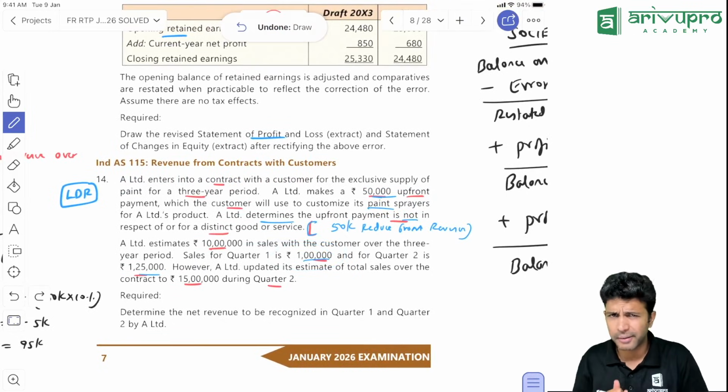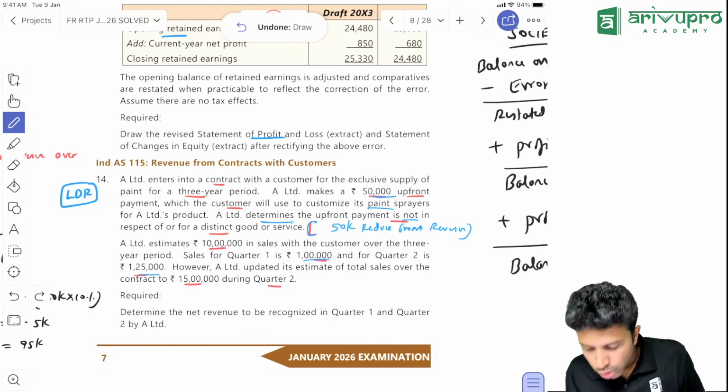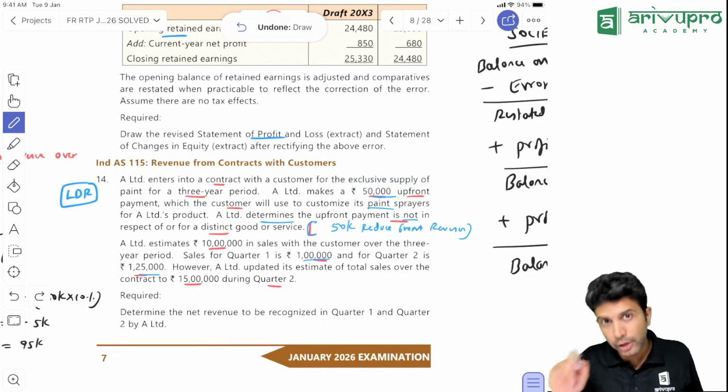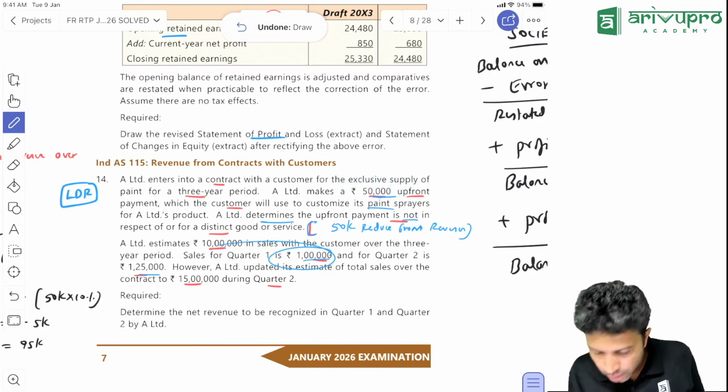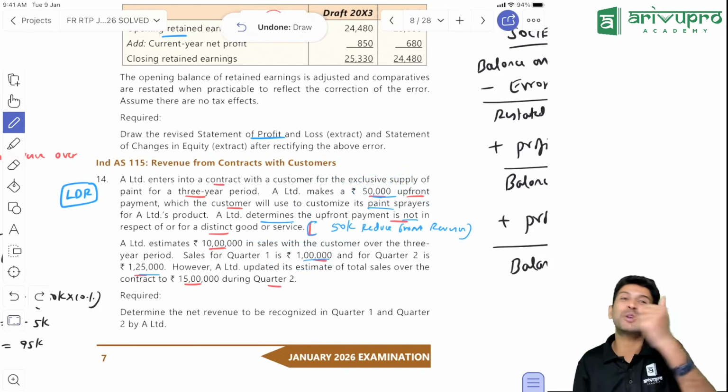All the steps are done, right? So can you recognize 1 lakh revenue? Yes, but hang on. You also have made a payment to the customer and you did not get any distinct goods or service. So this 50,000 you'll have to reduce from revenue. So first quarter you can't book 1 lakh as revenue. There will be some reduction.